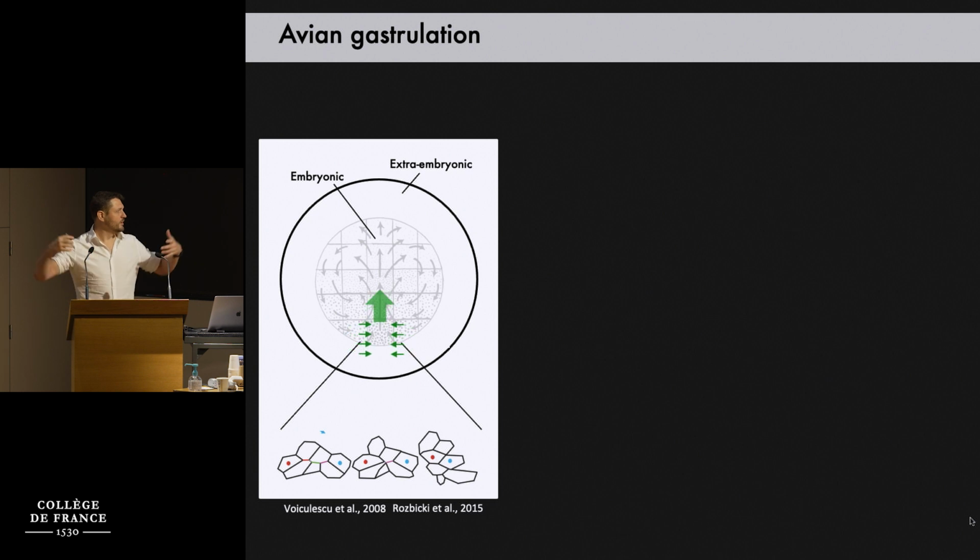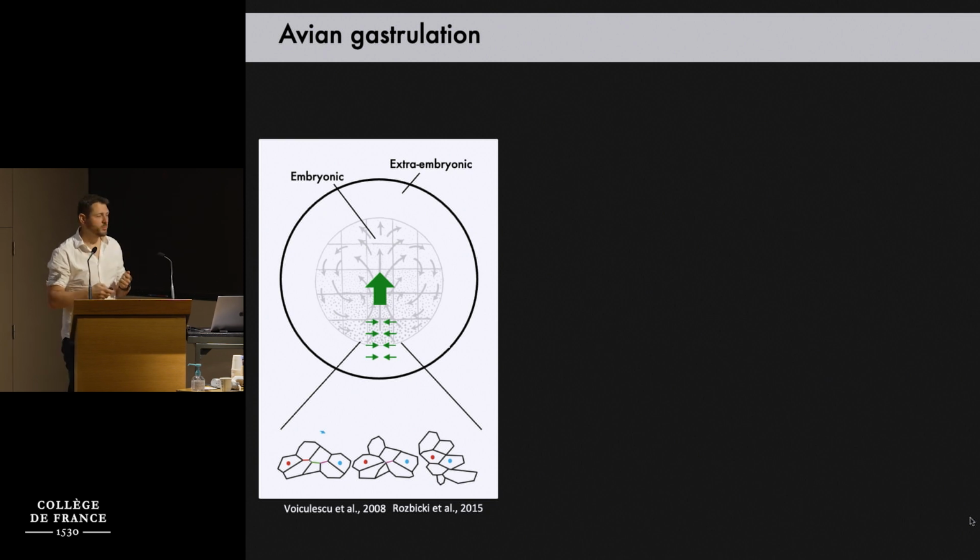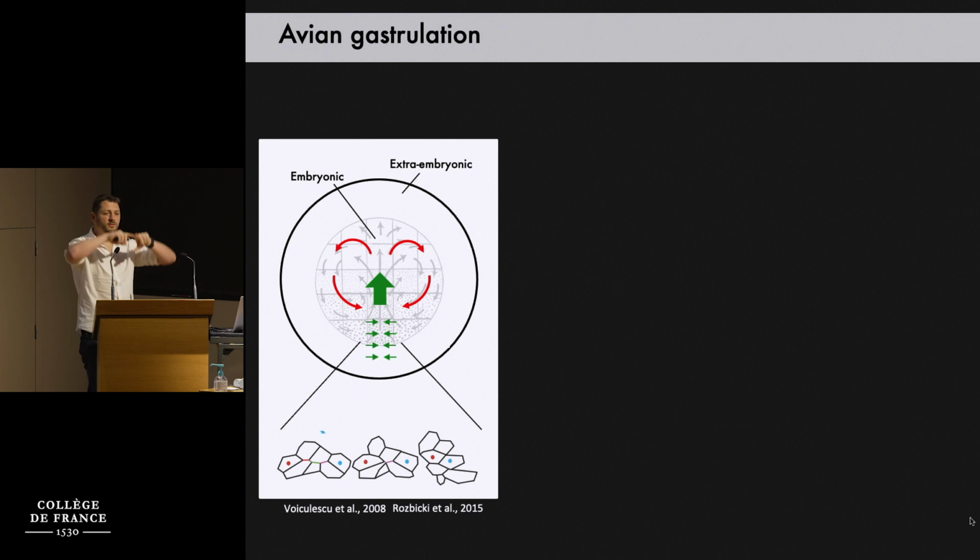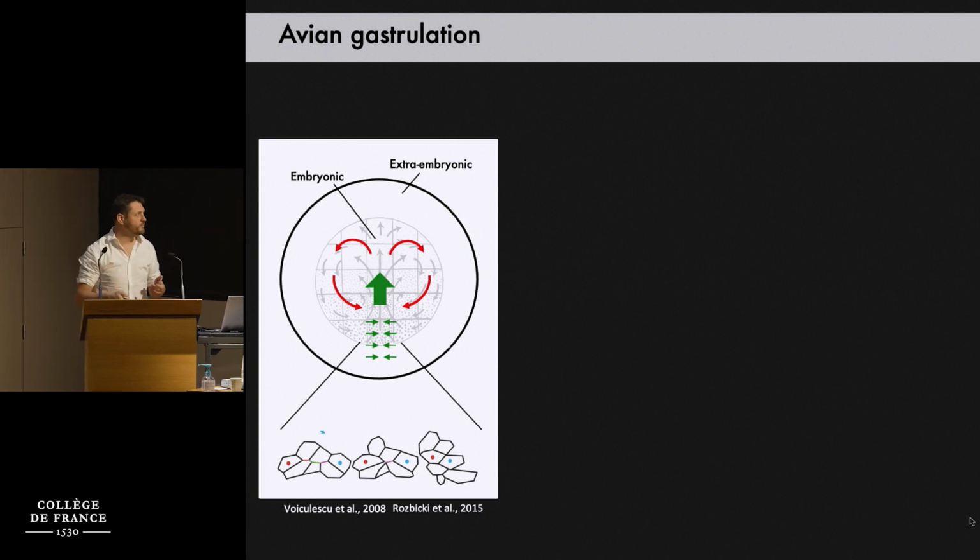So cells here intercalate mediolaterally, and this leads to the extension of the primitive streak where the cells will ingress. So we have no problem with that. We see exactly the same thing. But when we studied the lab, the real question we were wondering is really, why do the cells come back? So why do they recirculate and come back to the primitive streak?